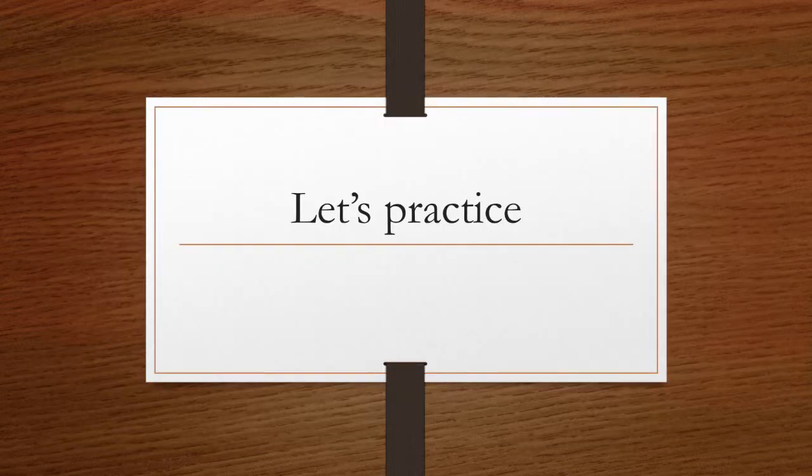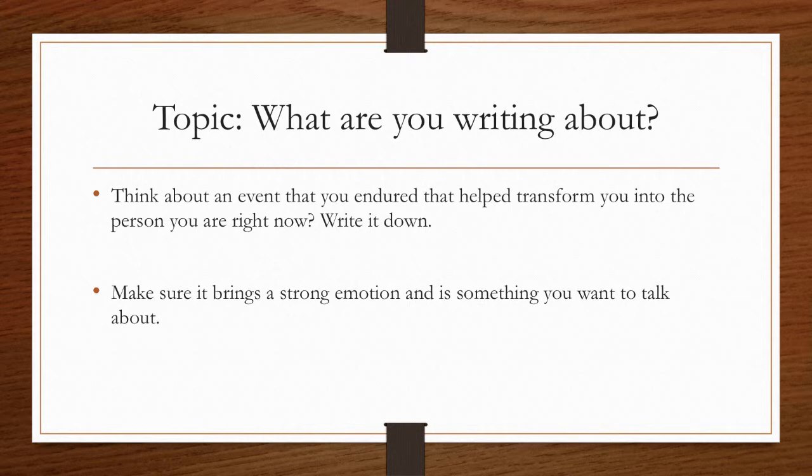So let's practice. Think about an event that you endured that helped transform you into the person you are right now. And when I say endured, if you can go to something that was particularly difficult to get through, that would be best. Make sure it brings a strong emotion and is something you want to talk about. So if it is something you're not quite at a place where you're ready to share it, pick something else because this is building on to something. Pause the video here and continue when you finished writing down your event.